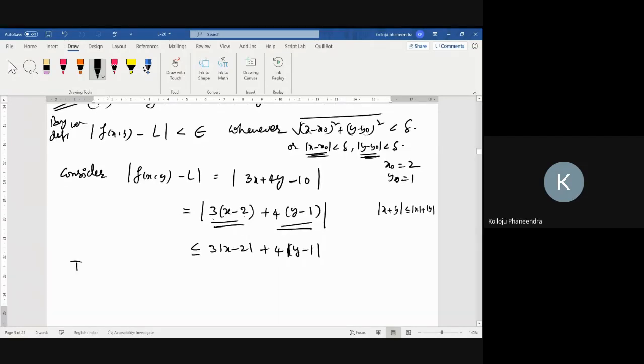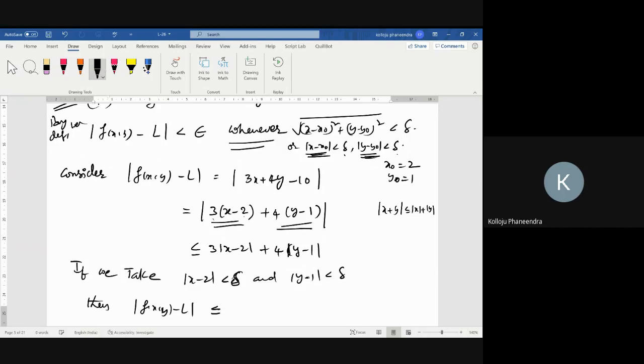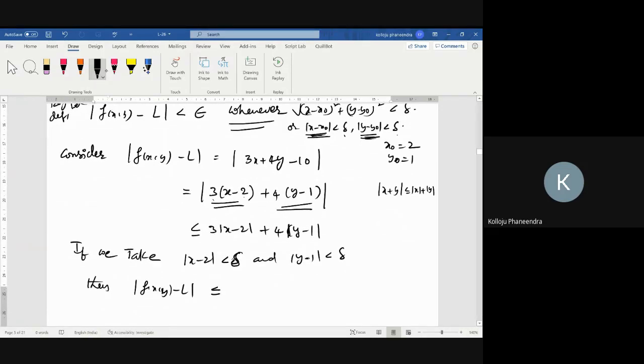Then what is the condition? Mod x minus x naught less than delta, mod y minus y naught less than delta. So you consider that. If we take x minus 2 less than delta, and another one also, y minus 1, I have to consider compulsorily less than delta, since in the definition itself, whenever is there. Therefore, you must consider these differences. Then mod f of x, y minus L is less than or equal to 3 delta plus 4 delta. This is 7 delta.